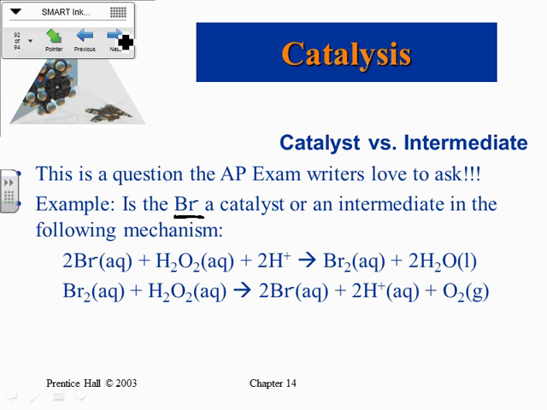Now, here's how you can tell. With an intermediate, we've been talking about this. An intermediate is something that gets formed in the first step of the mechanism, usually the first step. If there's like 3 or 4 steps in the mechanism, it might not be the first step. But an intermediate gets formed in the course of the reaction, in the course of the mechanism itself, and then it's going to get used up again. So there actually is an intermediate in this one, and it's Br2.